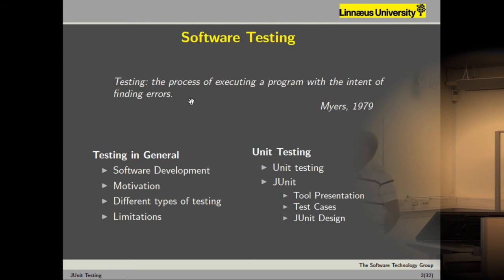But in general, testing is the process of executing a program with the intent of finding errors. That means we are running our program and the only purpose of running it is to try to find errors in it. I will talk about testing in general a bit in the beginning, but then we will focus on this tool called JUnit. And this is the major topic in this lecture.